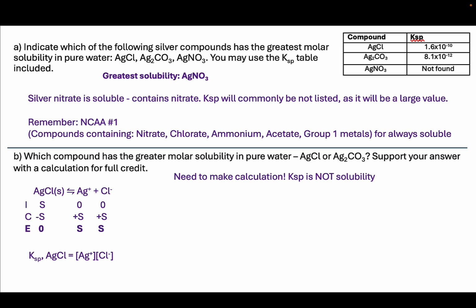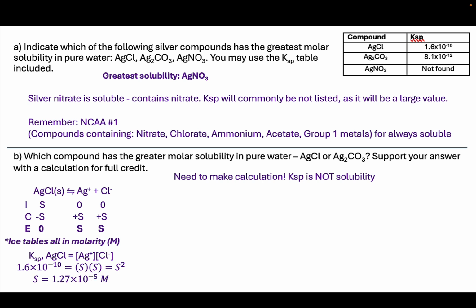Equilibrium is just I plus C, initial plus change. What's going to happen when the molar solubility is put into solution is that we'll have S amount of silver and chloride, and this we can use with Ksp. All cells within these ICE tables and all for this video are going to be in molarity. Once we have the equilibrium row, we simply plug in. Ksp we get from the table. S and S we get from our equilibrium row, which evaluates to S squared.